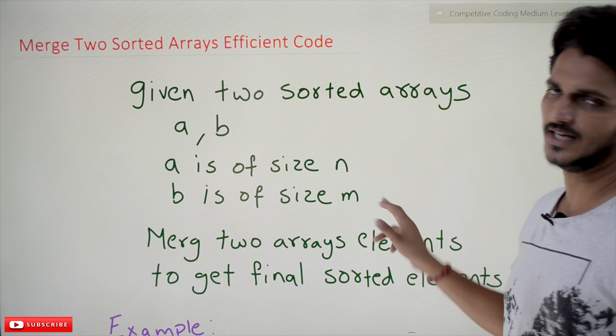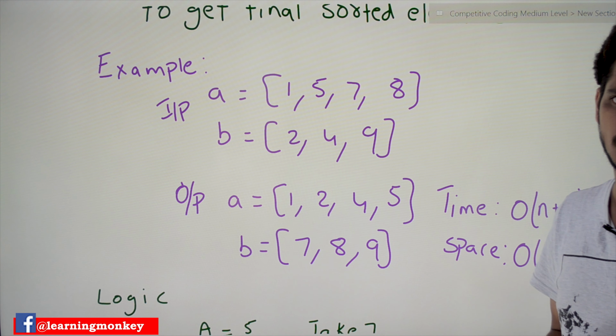See, we are not going to take extra space here. That is the point you have to understand. By taking the extra space, it's very easy to understand. By using the extra space, we already wrote the logic when we were discussing merge sort coding in our data structures playlist.